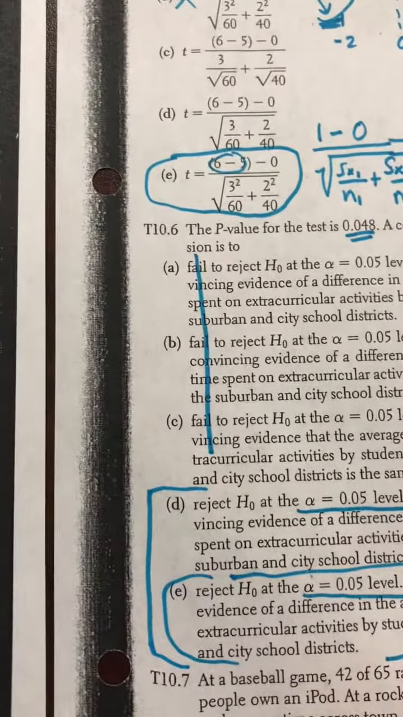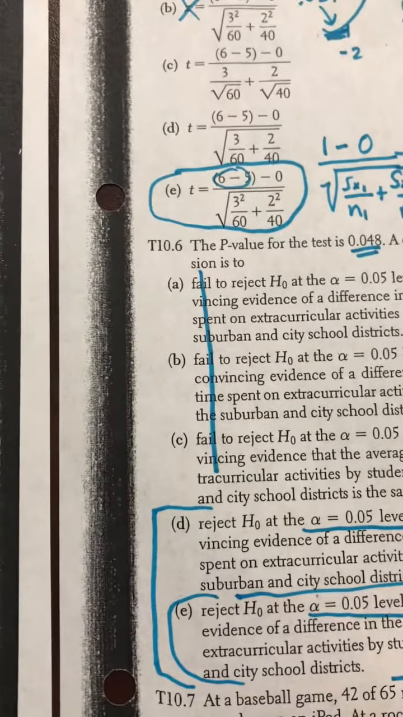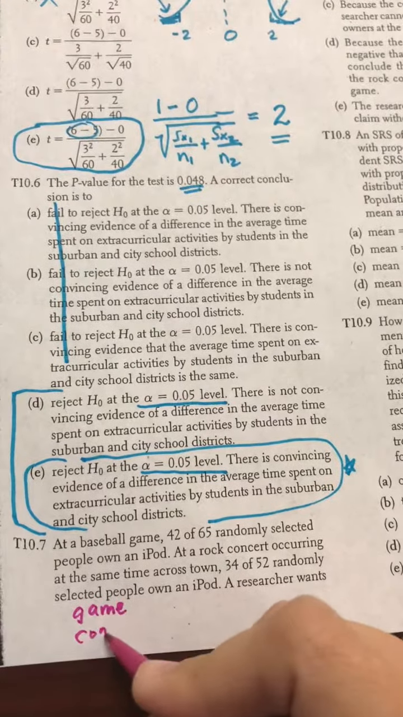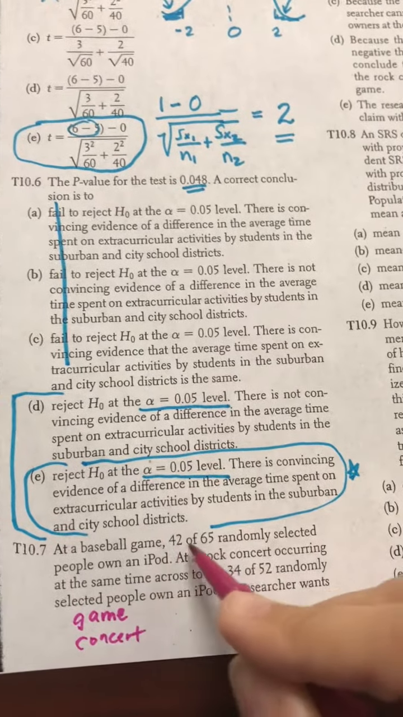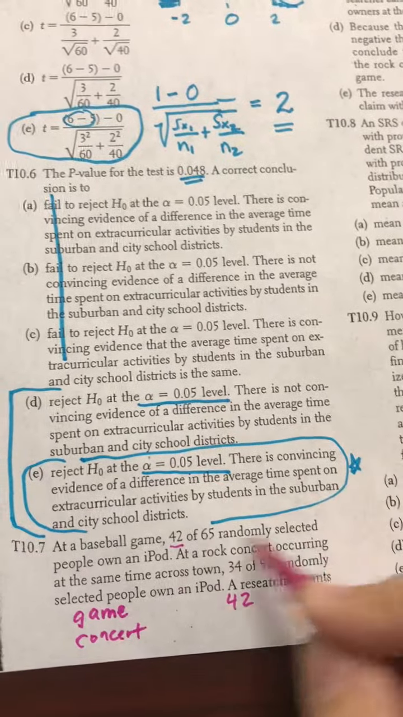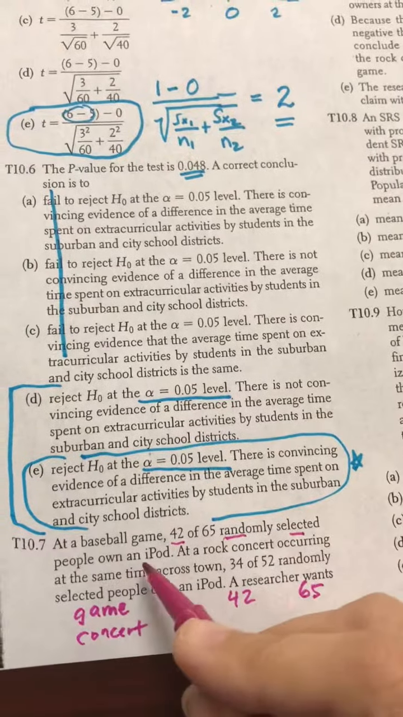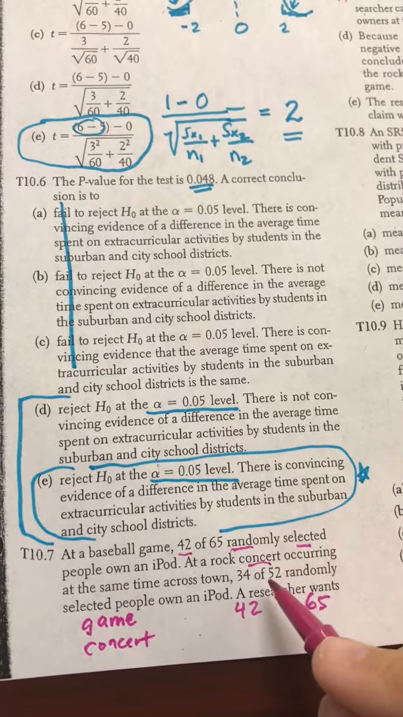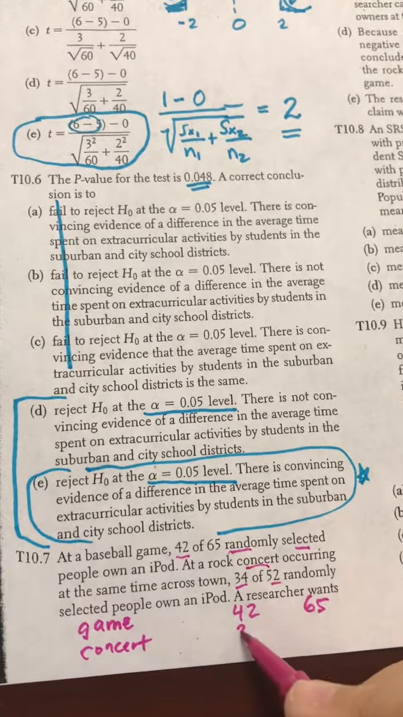So we know that it'll make it easier on ourselves if we list that one first, the concert. Okay. So it says 42 out of 65 were randomly selected at a baseball game, and at the concert, 34 out of 52.